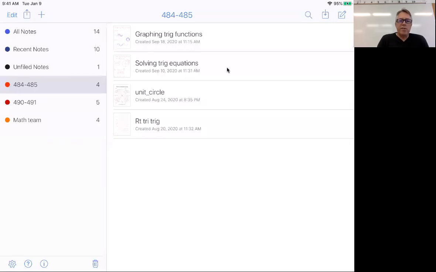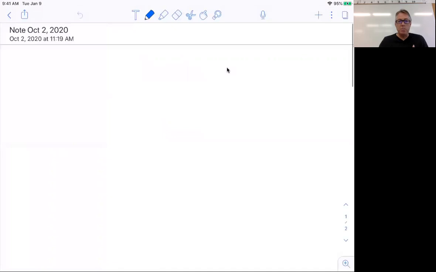All right, so in our 484, 485 folder, like I said, the trig stuff is kind of its own animal, and that's by itself. So I'm going to make a completely new note sheet. And when I'm done, I'm going to label this Intro to Polynomials. So I'll put that up here as well.